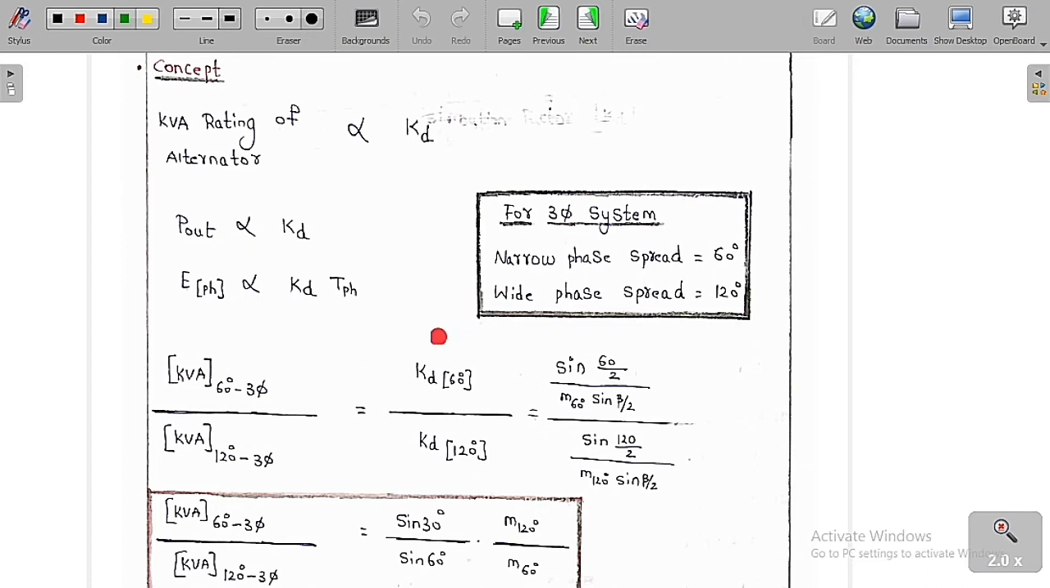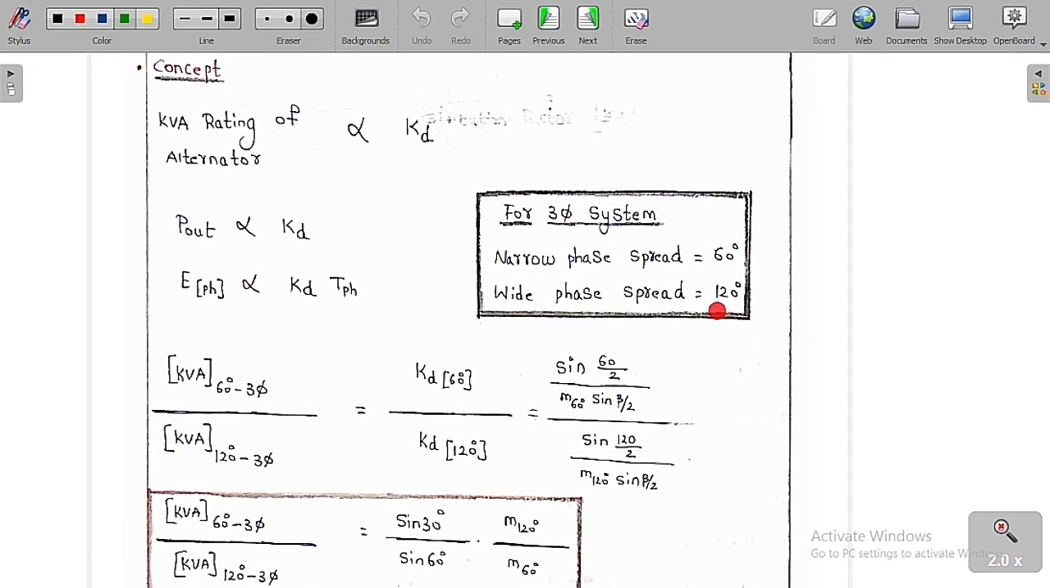Based on these three individual concepts, we are going to learn some important things. I already told you, for a three-phase system, the narrow phase spread is 60 degrees and the wide phase spread is 120 degrees. For an n-phase system, the phase spread is 180 by n. I already told you this concept.